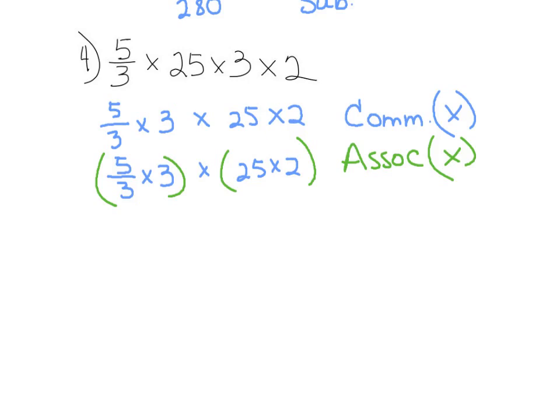All right, so let's continue. 5/3 times 3, or 3 over 1, we know is 5. Times 25 times 2, we know is 50. And all we did here was substitute. And then 5 times 50 is 250. And that is also using substitution.